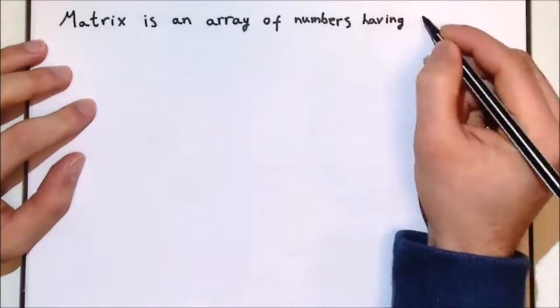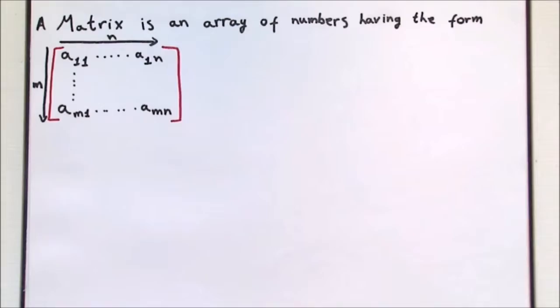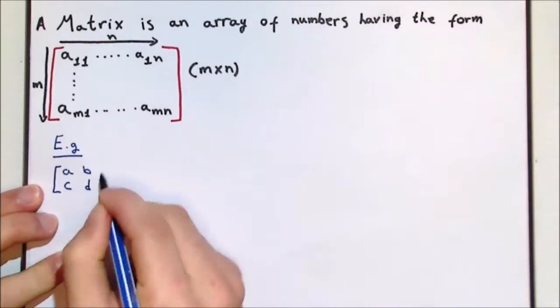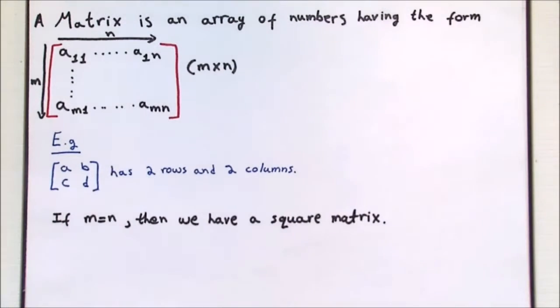Today we're going to go over matrices. A matrix is an array of numbers of the following form. An m times n matrix has m rows and n columns. For example, the following matrix is a 2 by 2 matrix. If m equals n, then the matrix is square.